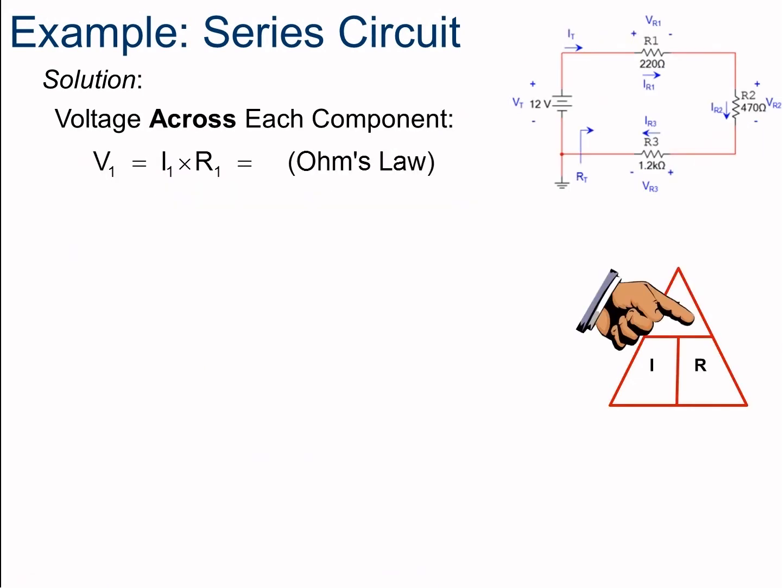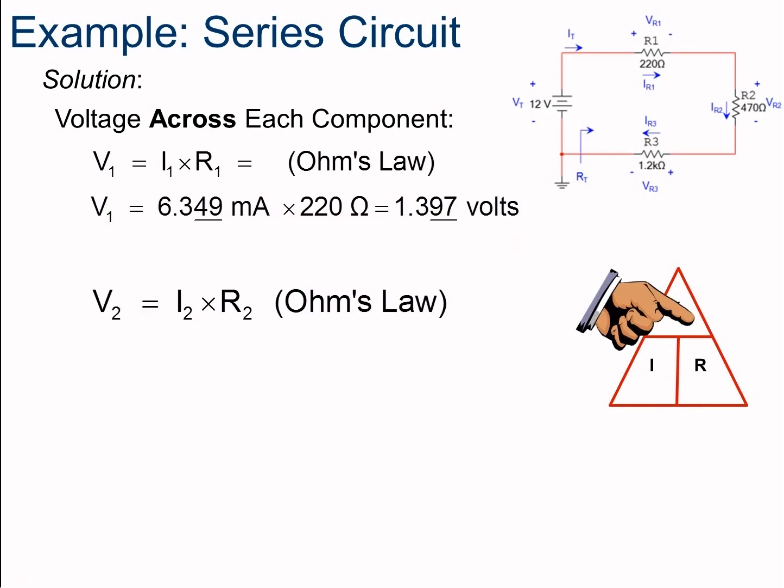What about the voltage across each component? We're going to apply Ohm's law to every one of these components, and we'll find out what that voltage is. So here's R1, R2, R3. So we're going to solve for voltage 1, voltage 2, and voltage 3. Go ahead and try and solve for those and see if you get the same answer. Voltage 1 is 6.349 milliamps times 220 ohms, or 1.397 volts.